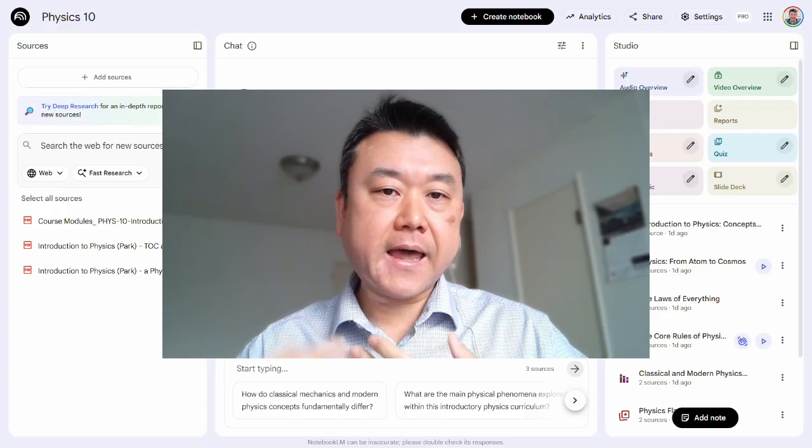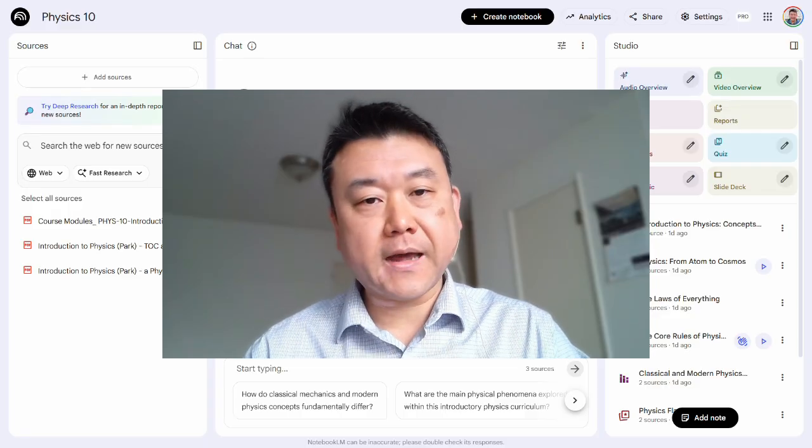AI serves the intent and the benefit of humankind, not the other way around.